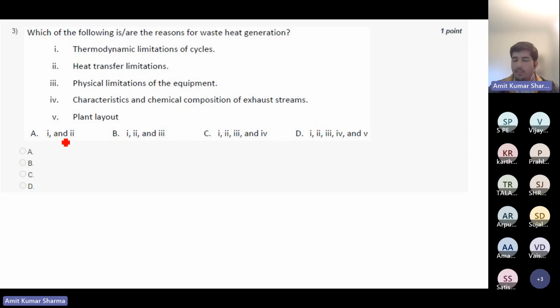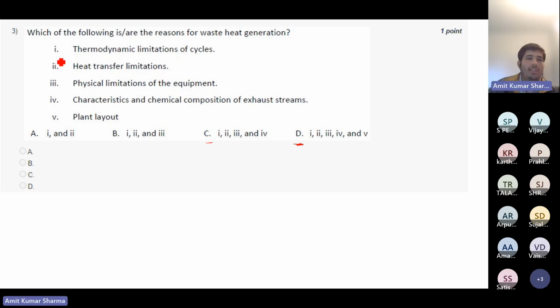So do you have any answers? It's option C, sir. Option D. Option C. Okay. So you are saying that options 1, 2, 3, and 4 are correct, 5 is wrong. Okay. So just discuss your reasoning for option 5, plant layout. I think it's option D. The fifth option also should be there. Okay.